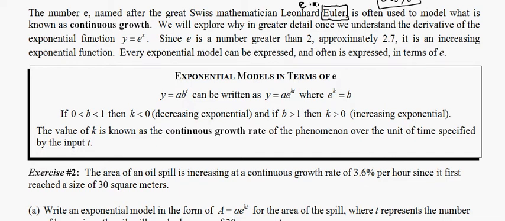And it is used often when we want to look at what's called continuous growth, growth that is always happening. It's not like it grows a little bit and then it stops, it grows a little bit and it stops, right?